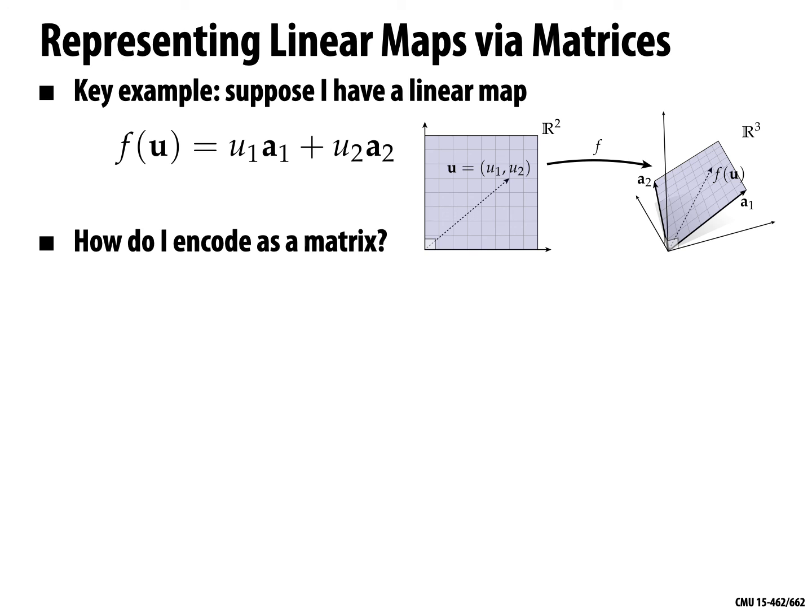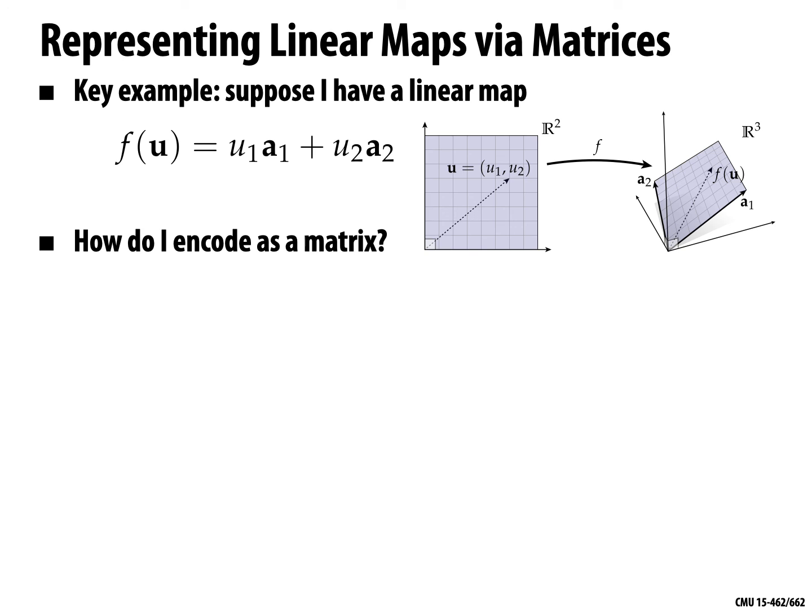First, what does it mean geometrically? It means if I have a vector in the plane with coordinates u1 and u2, I'm going to walk a distance u1 along the vector a1, and then I'm going to walk a distance u2 along a2. So what I would like is a matrix where if I multiply this matrix by the vector u1, u2, I get that geometric operation. Okay, so how can I make that happen?